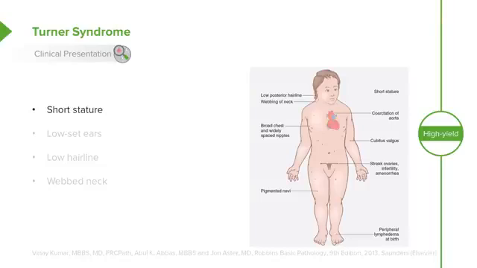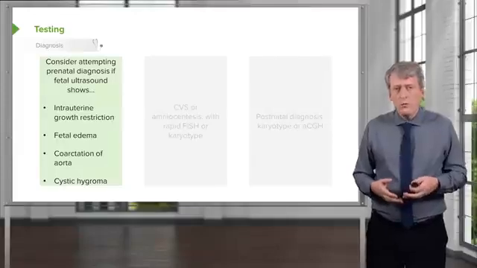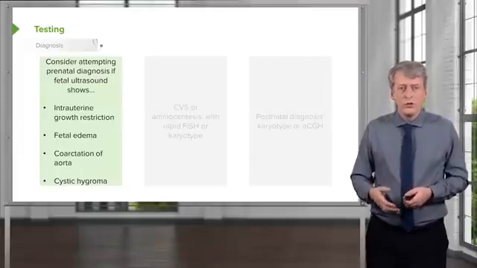In fact, they almost always do. They have low set ears, a low hairline, and you may notice a webbed neck or a broadened neck root. Additionally, you can see small jaw, a shield chest, which is a broadened or widened chest, often with widened spaced nipples. You may see cubitus valgus, or outward turned elbows. They may have a horseshoe kidney internally, which they may not even know about, and they can develop congenital heart disease.